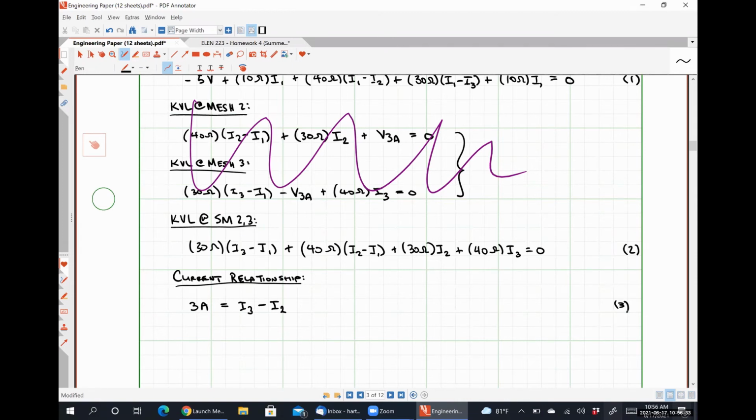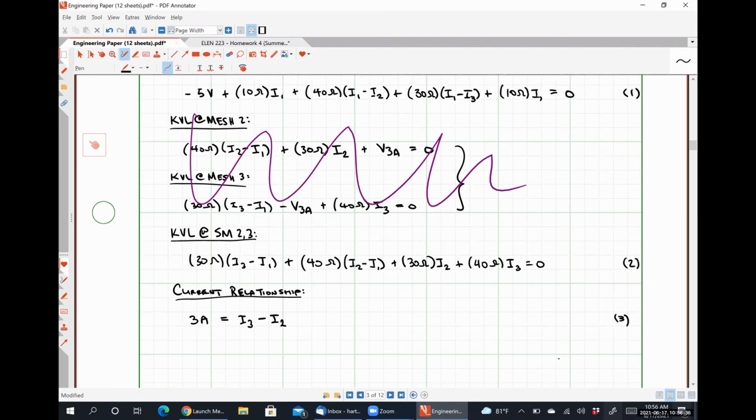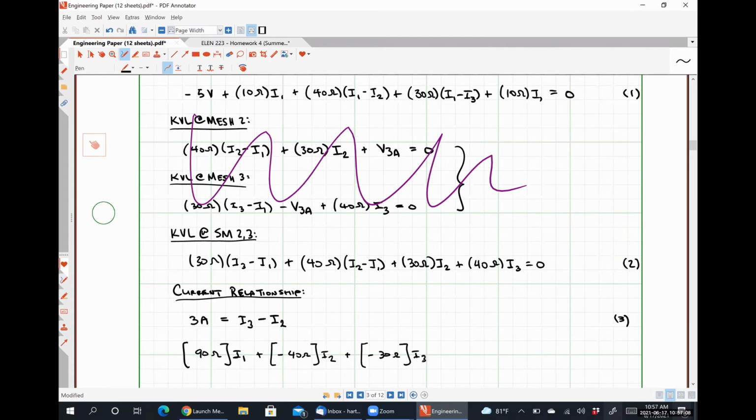Now we can organize things and then solve our system, right? So the coefficient for I1 is going to be 10 plus 40 plus 30 plus 10. So that's 20 plus 70 is 90 ohms times I1. And then we have minus 40 I2, minus 30 I3, and that will be equal to positive 5 volts. So that's equation 1 reorganized.